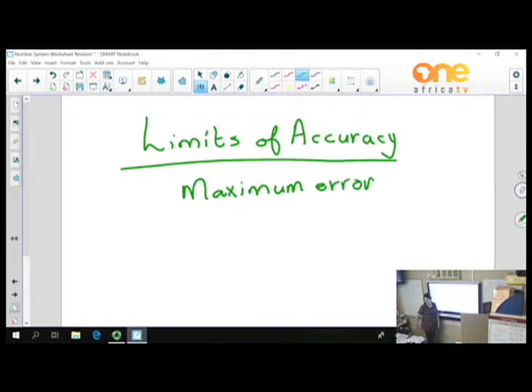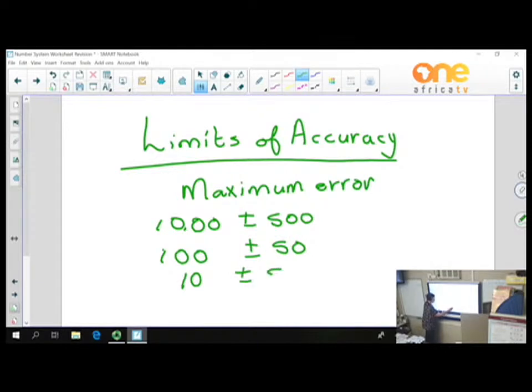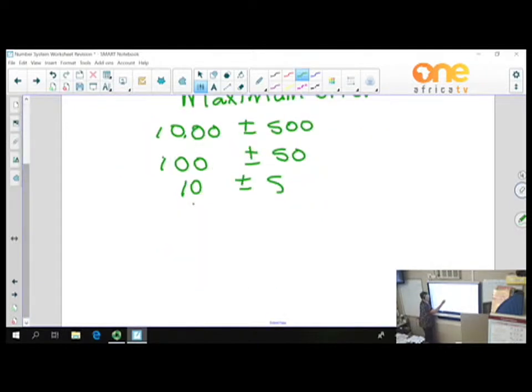And as we said, you have to write this down in your book. If it's to the nearest 1,000, it will be plus or minus 500. That is the maximum error that you can make. For the nearest 100, it's plus or minus 50. For the nearest 10, it's plus or minus 5. And then to the nearest 1 centimeter, it's plus or minus 0.5. That is my maximum error I can make.